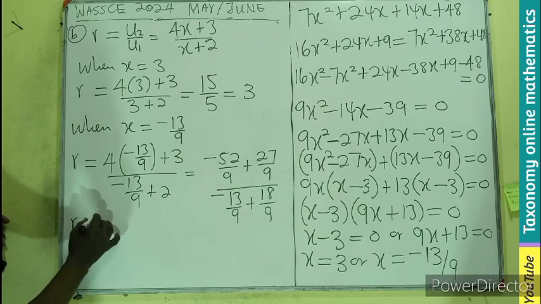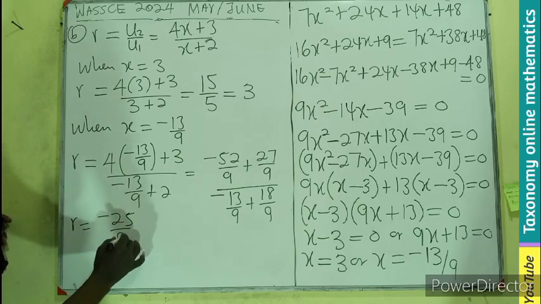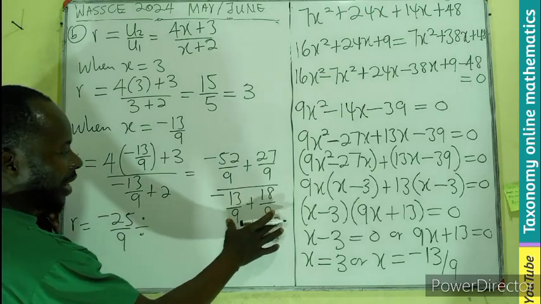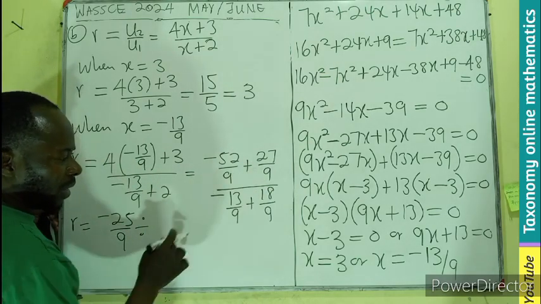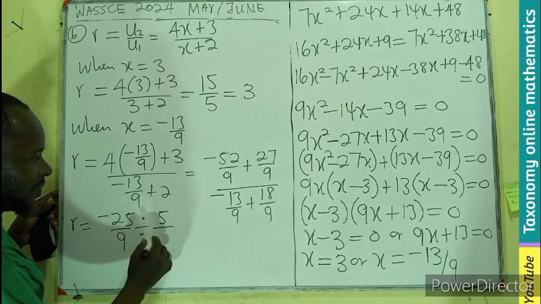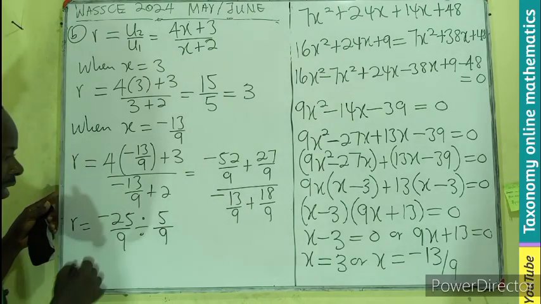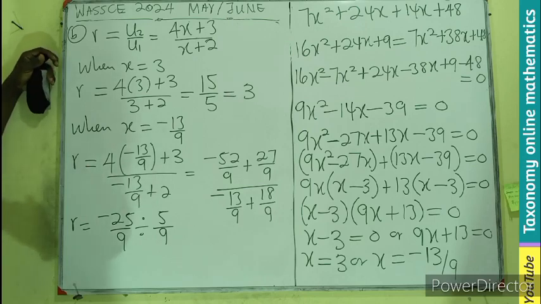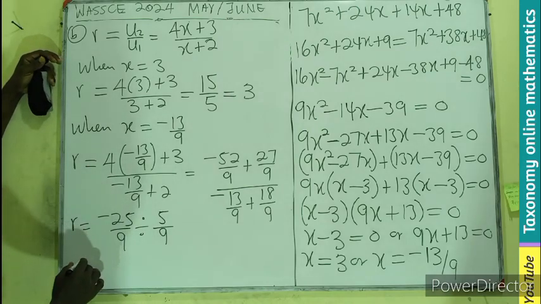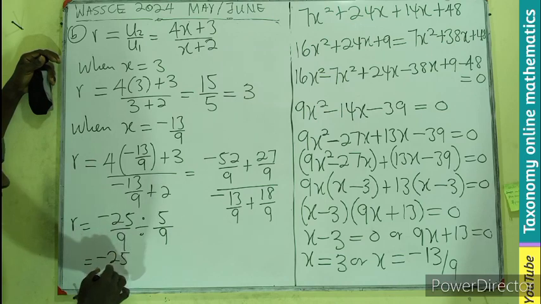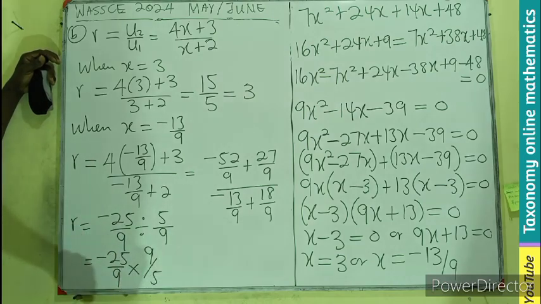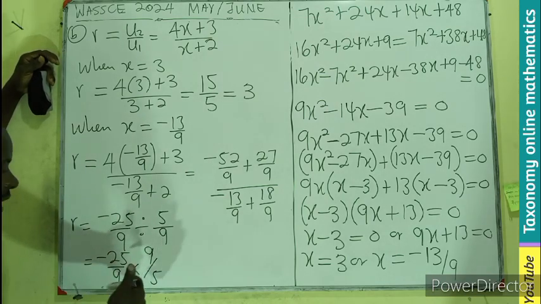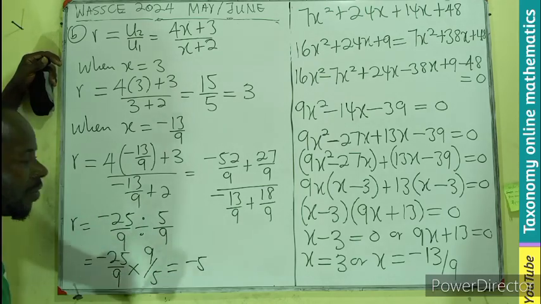So common ratio will be negative 25 on 9 divided by here, 18 minus 13, that will be 5. So 5 divided by the same 9. What are we seeing? A fraction that can be simplified. So we have negative 25 divided by 9 times 9 divided by 5. What will happen here? 9 will cancel 9, 5 will go here, negative 5.